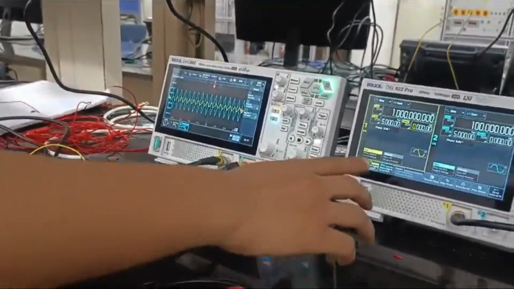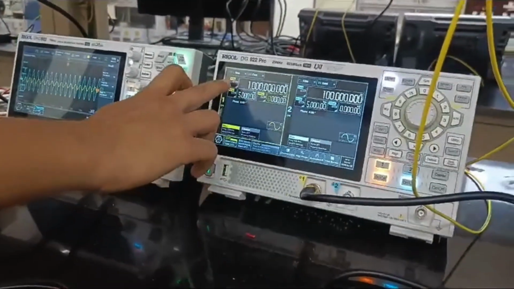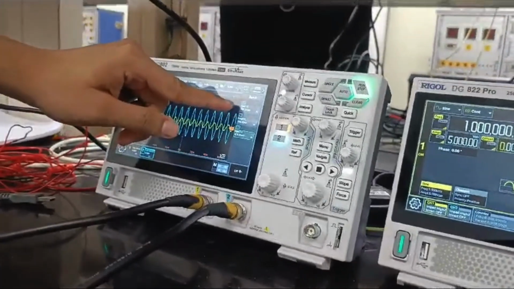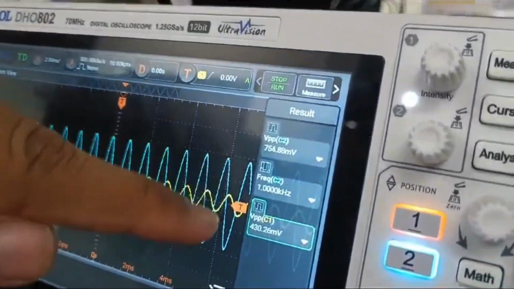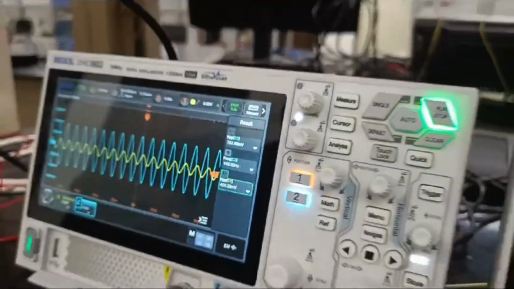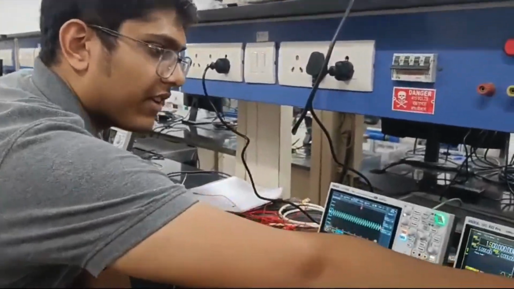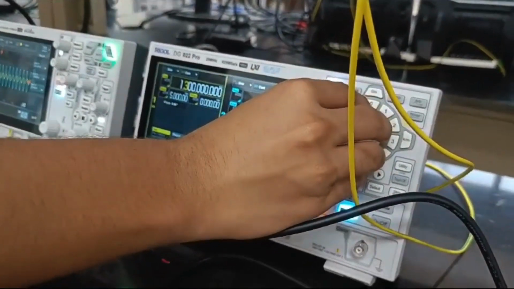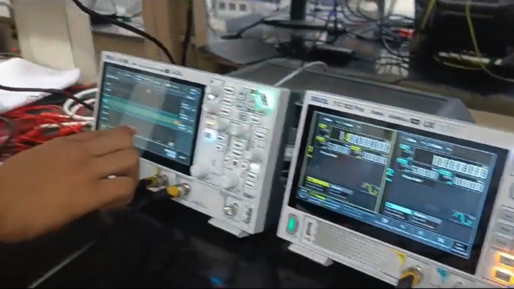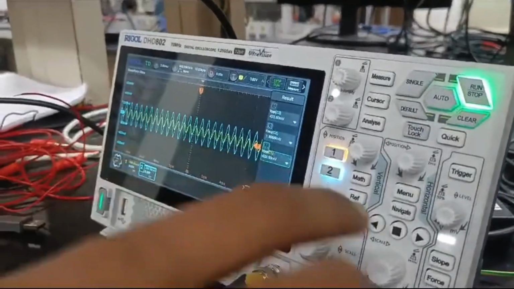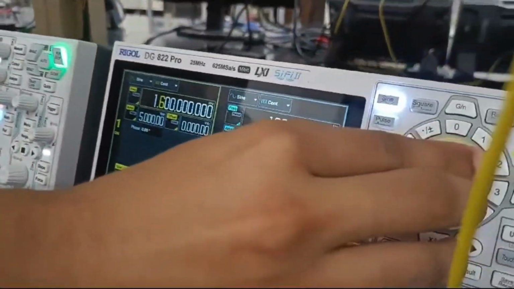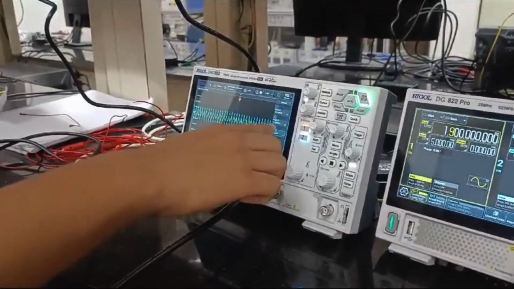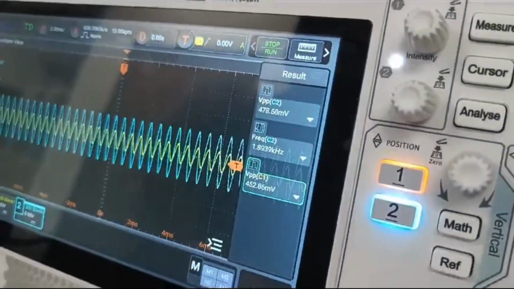So here we have also set the Vp to 5 volts and the frequency to 1 kilohertz. So we can also see the Vpp graph and frequency. Here from the signal generator we are changing the frequency of the input wave, and we can see that the output wave is changing as follows. If we increase the frequency of the wave, we can also see the Vpp changing.